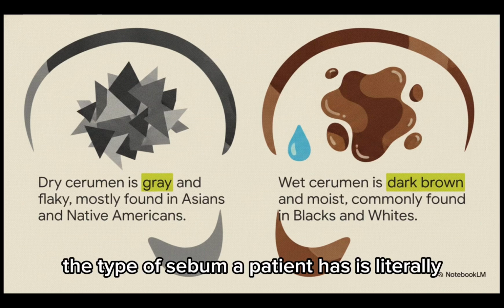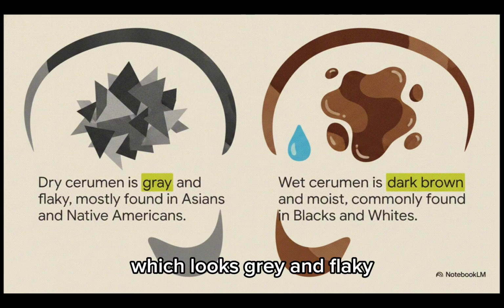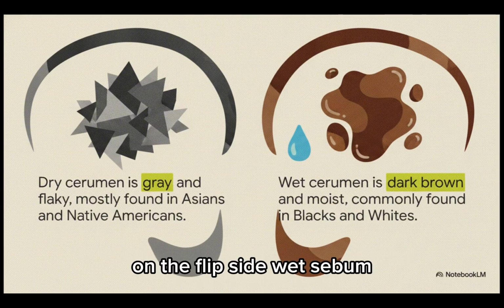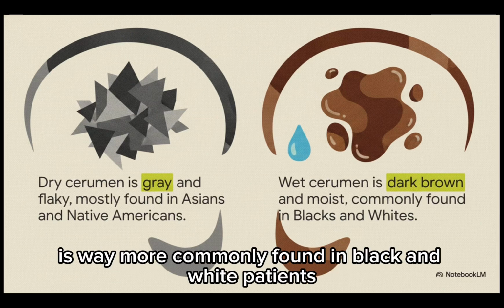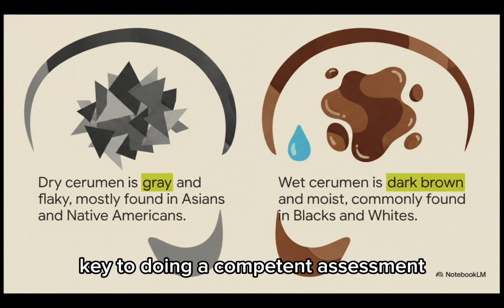The type of cerumen a patient has is literally genetically determined. Dry cerumen, which looks gray and flaky, is mostly found in Asian and Native American patients. On the flip side, wet cerumen, which is dark brown and moist, is way more commonly found in black and white patients. Knowing this normal variation is absolutely key to doing a competent assessment.